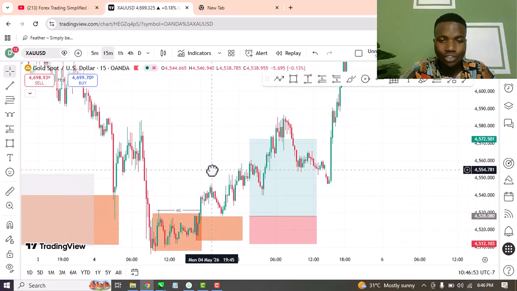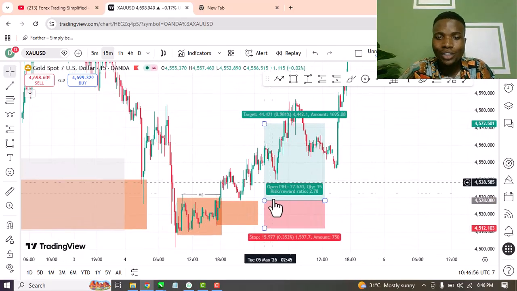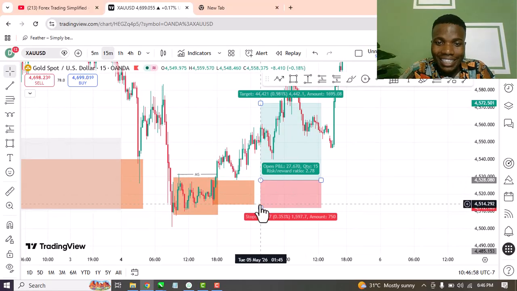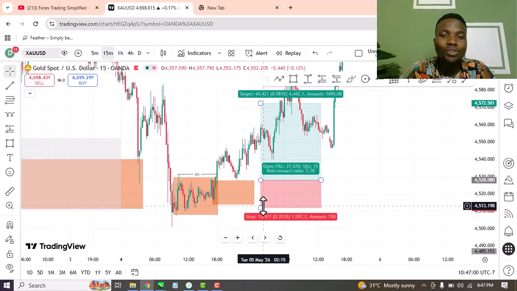I know about this trading. So you can see that my risk is very accurate. This is almost $15.